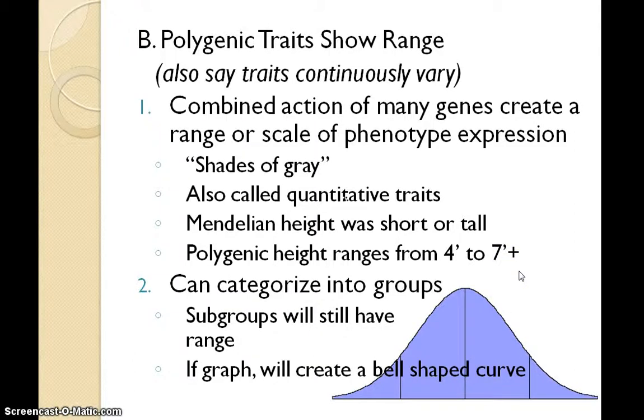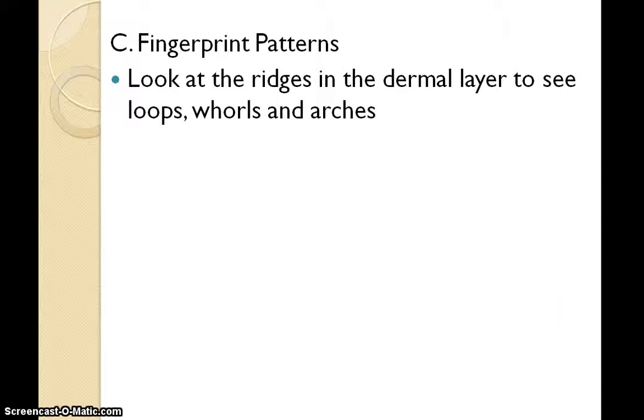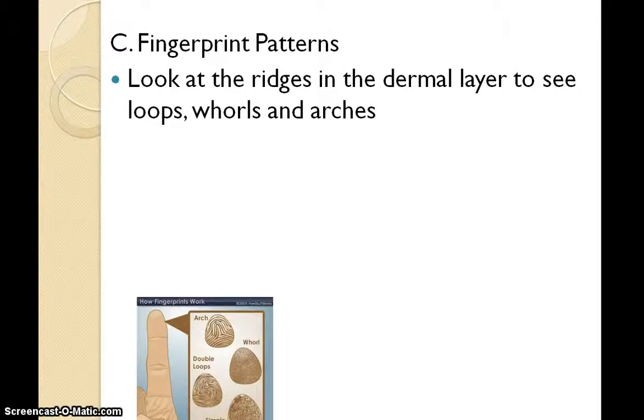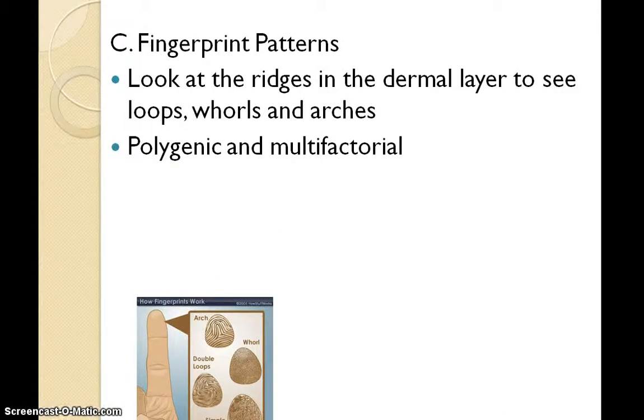We're now going to look at several different traits that are either polygenic or multifactorial or both. We're going to start with fingerprint patterns. Fingerprint patterns are the ridges in the skin on your fingerprints. And these are ridges in what we call your dermal layer of your skin. And we see things like loops, whorls, arches, different shapes in our fingerprint pattern. Fingerprint patterns are polygenic, meaning they're caused by more than one gene, and multifactorial. They have an environmental component.